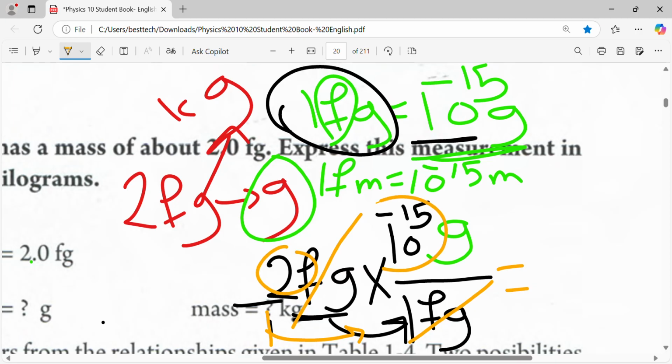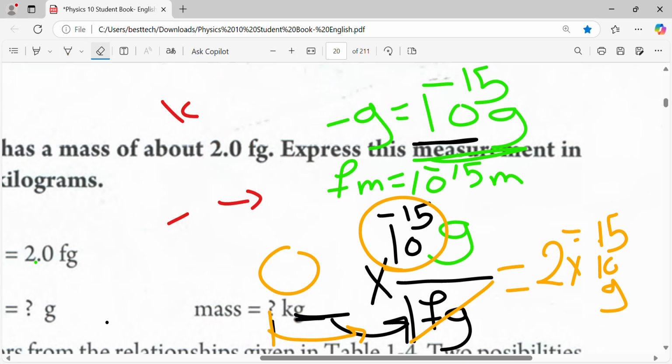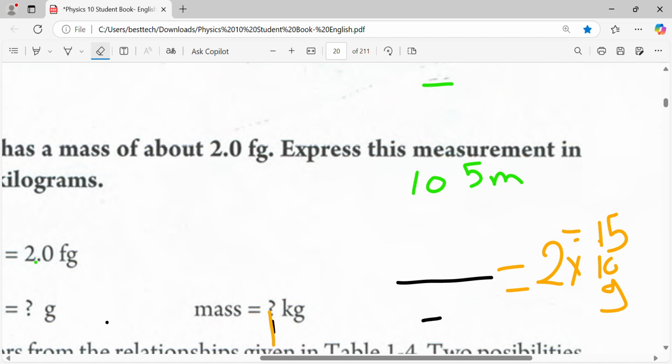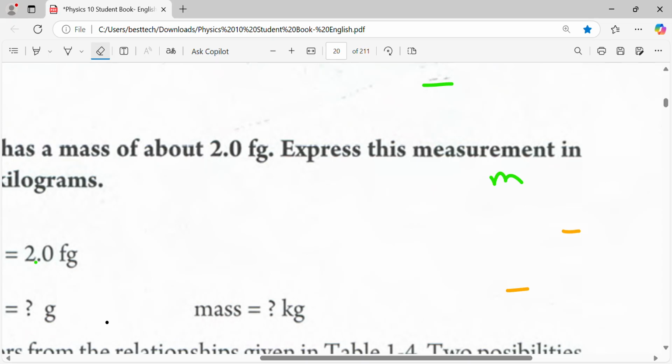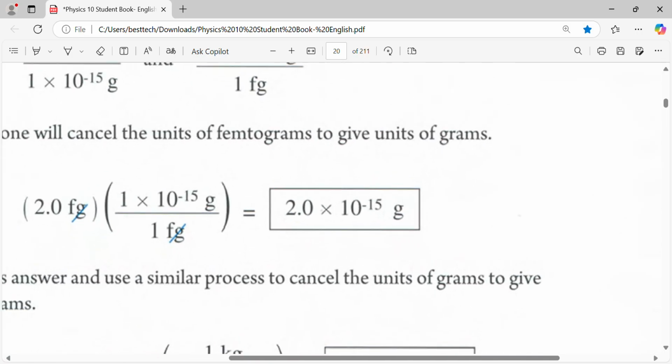2 times 10 power negative 15, still 2 times 10 power negative 15, the unit is by gram. So the answer is 2 times 10 power negative 15 gram. I hope you understand this part of the question. The second part is left. Let me show you the answer. Still it's 2 times 10 power negative 15, same answer.